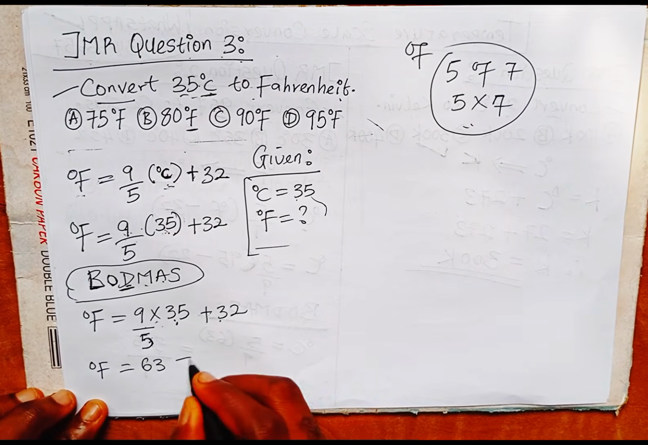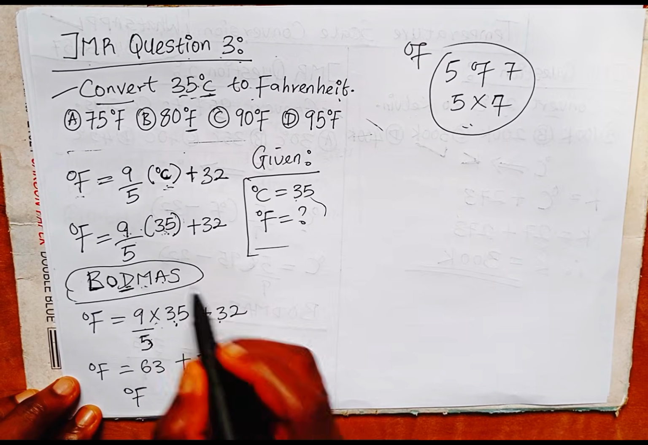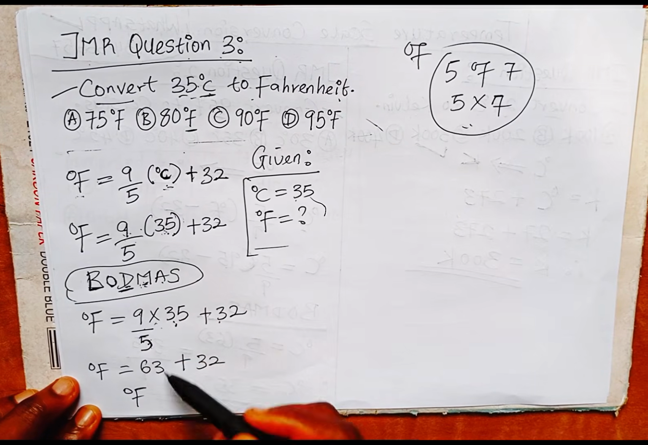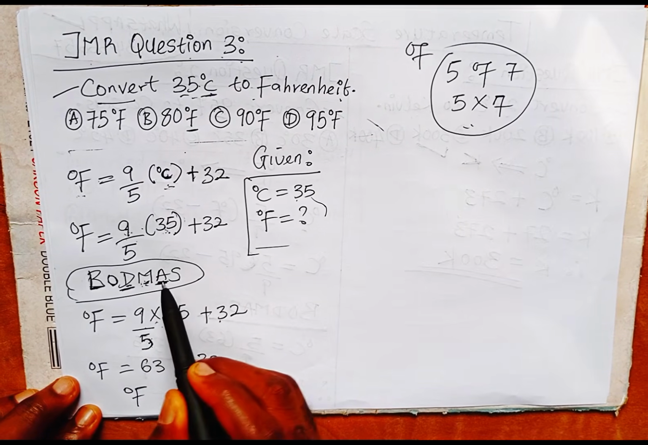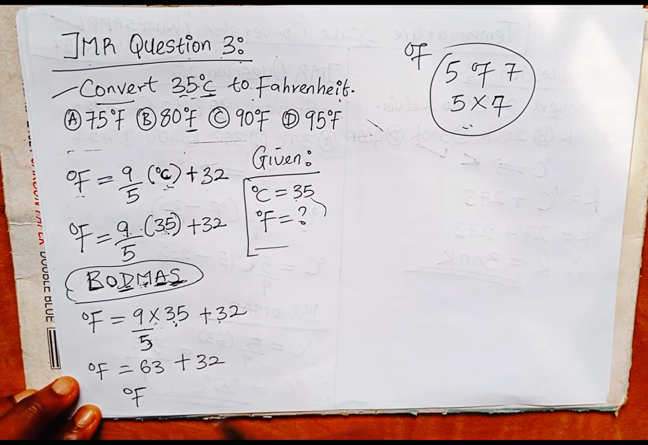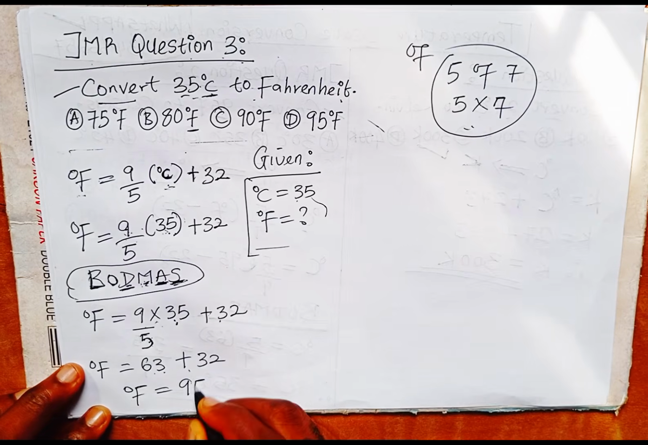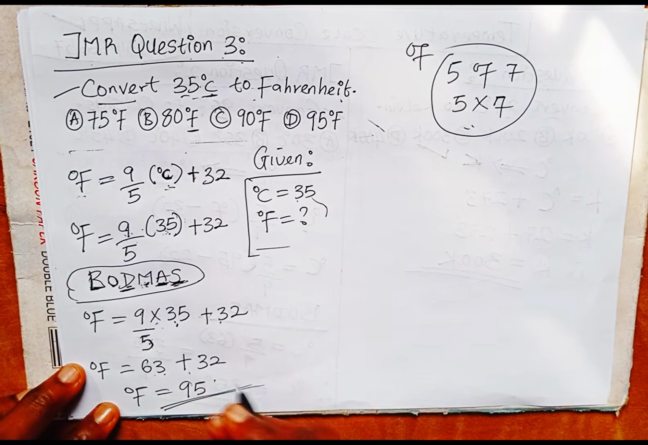Then we bring this one, plus 32. Degree Fahrenheit, we are now going to apply addition next. There is no multiplication here again, and no subtraction. It's only addition that is there. So we are now going to add up. 63 plus 32 will give us 95. 95 degrees Fahrenheit. So we just converted.